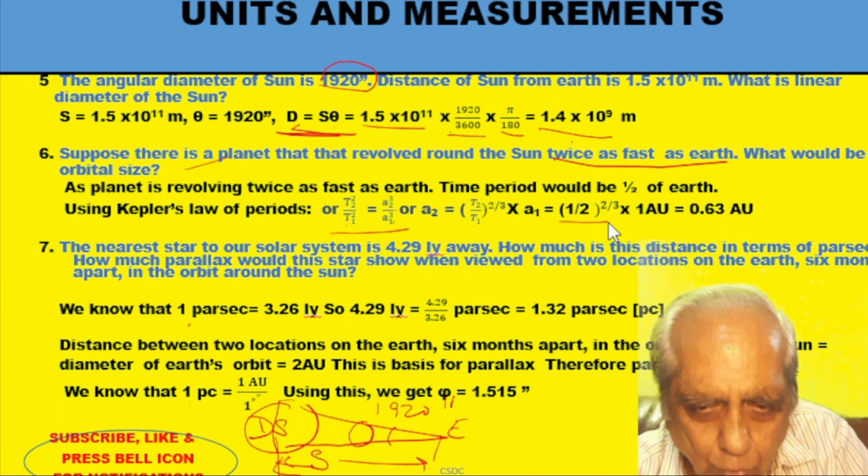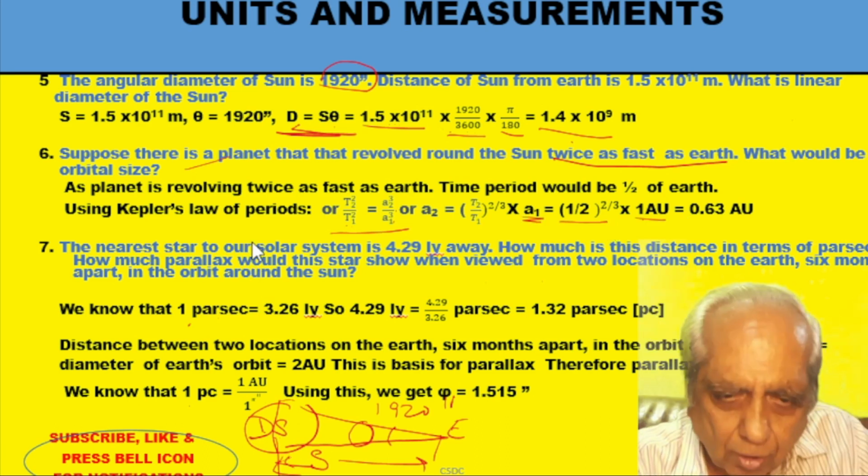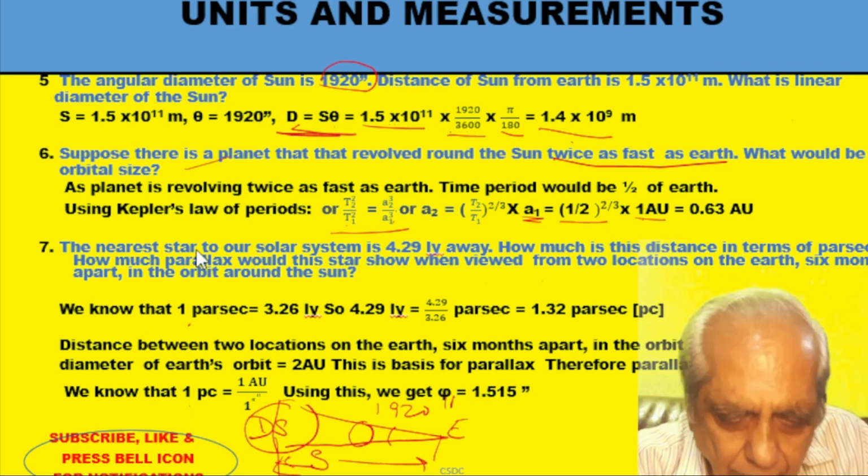And what will come further will be A1. A1 will come now. This index has gone, so A1 will come here. A1 is 1 AU. As this is in AU, this would also be in AU. So my A2 would be 0.63 AU. Is it alright? Now we'll go to the last sum of this topic.